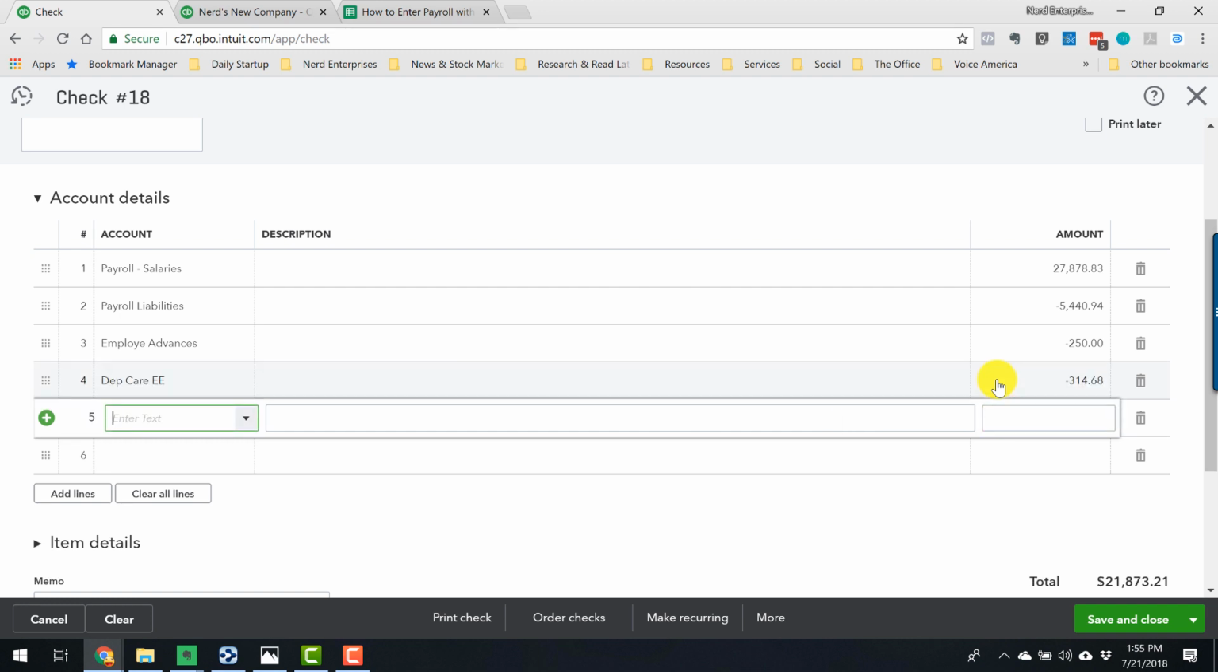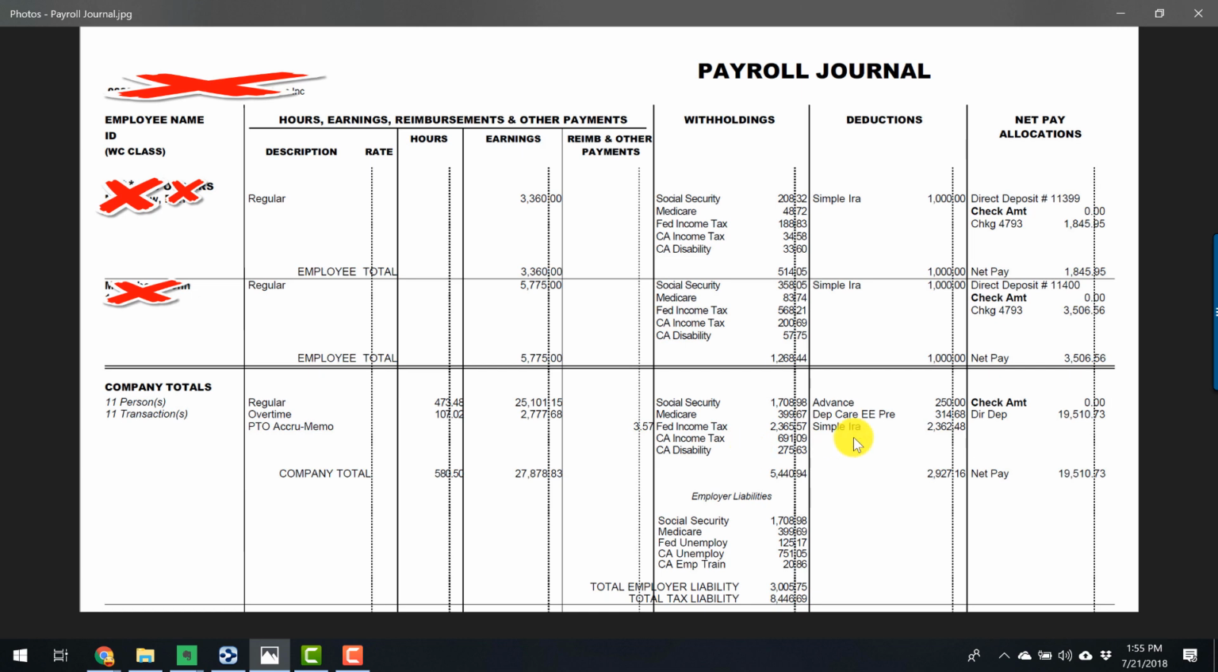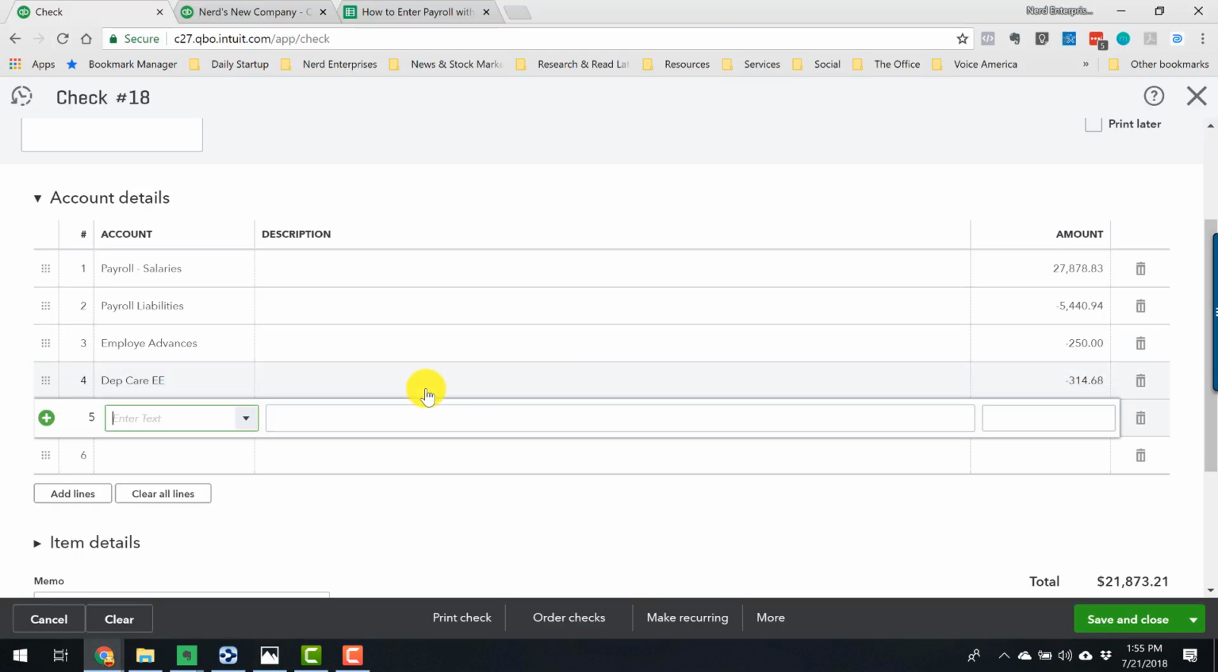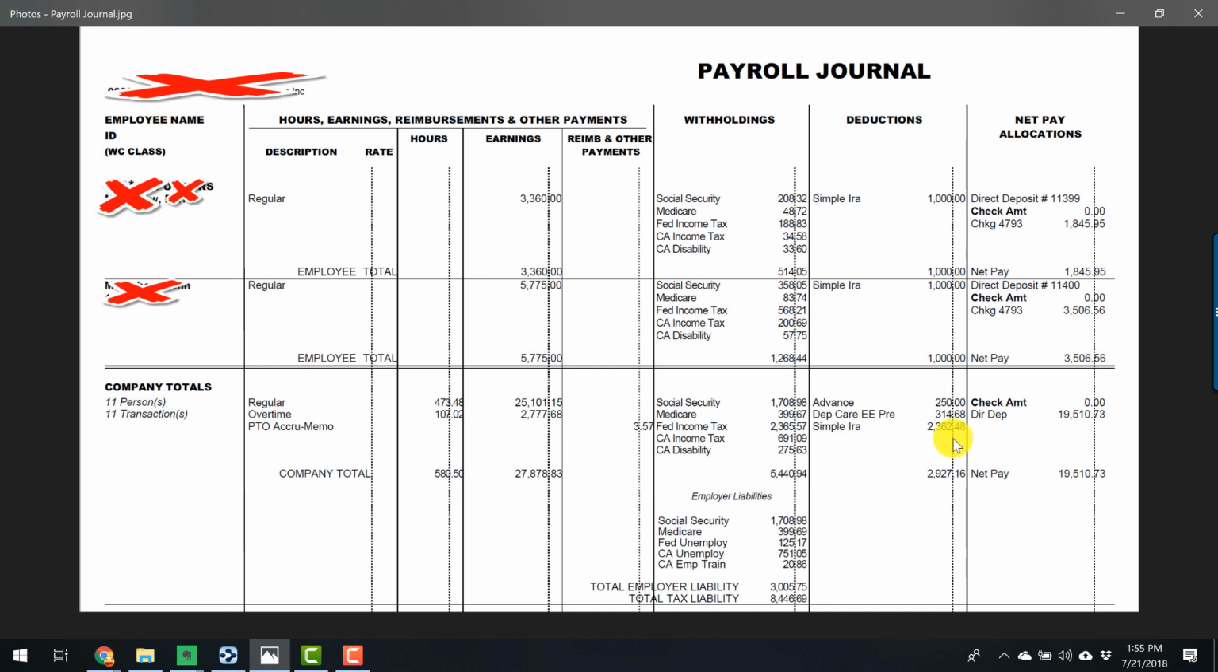And any other kind of deduction from payroll that's being taken out of somebody's pay, if it's a garnishment, whatever it is, going to work the exact same way. It's just going to be a different account that you use to capture it. A garnishment is going to go into another liability account. Just call it garnishments payable, right? Because that's just money that you're taking out of their pay that has to go into some other government agency, right? So that is the dependent care. Finally, we have, in this case, IRA contributions.